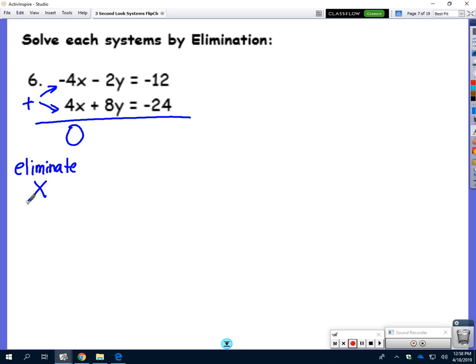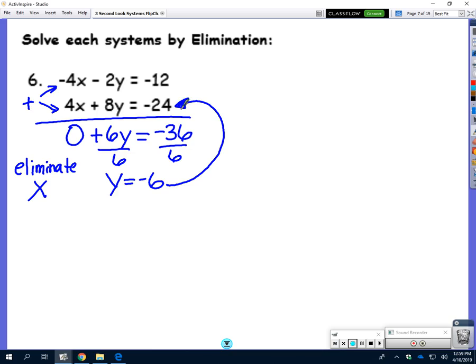The first part is 0. The second part is 6y. And the third part is negative 36. Now just solve for y. By dividing by 6, y equals negative 6. The hard part about this is determining which equation you want to substitute y back into. I like to use the one that has more positives, so I'm going to substitute it into that one. But it does not matter.